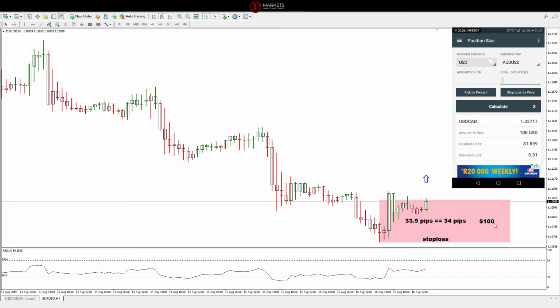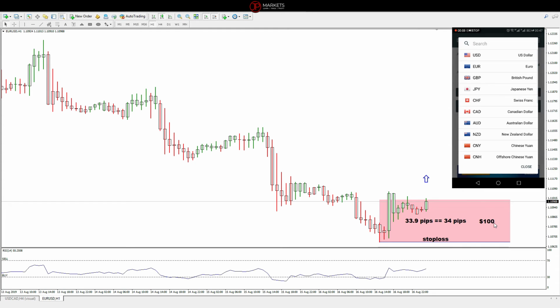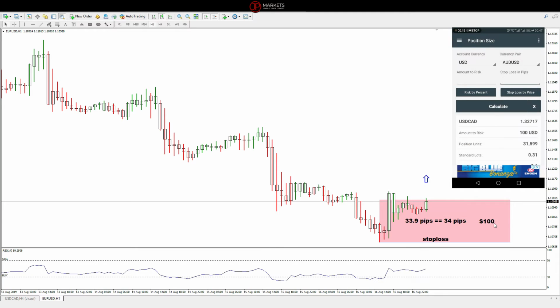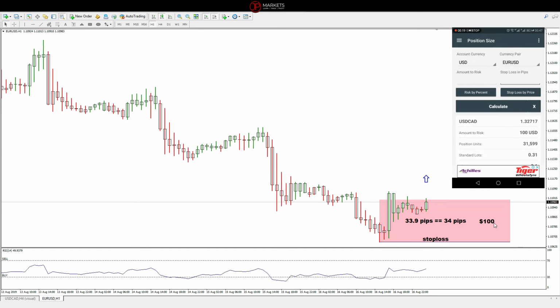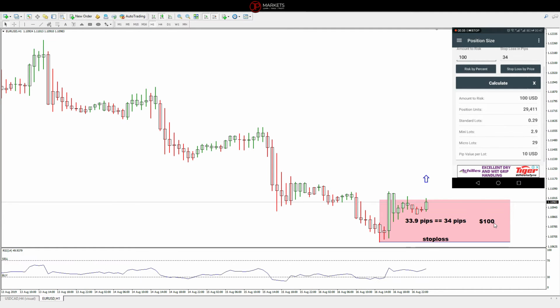First thing first, I need to identify the currency that my account is based in, which is United States dollars. Then I need to identify the pair that I'm trading. In this case, we're trading the Euro USD. The amount that I want to risk is 100 United States dollars, and the amount of pips we need to calculate is 34 pips. Then all I have to do is press calculate.